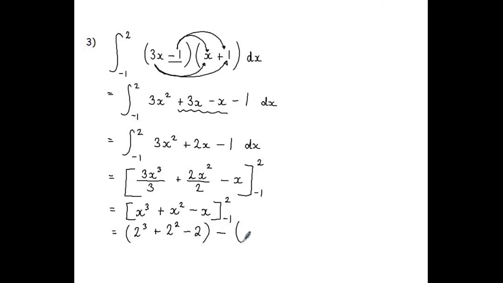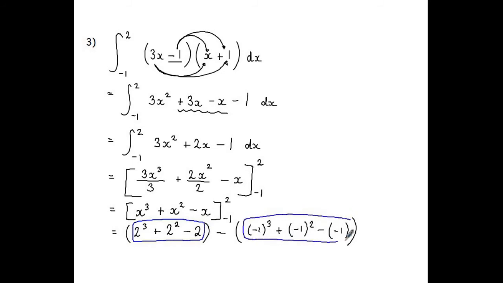Subtract, and then remember, with a negative value, you want to put a bracket around it every time you put that minus 1 in. So I'm going to put minus 1 in a bracket cubed, plus minus 1 in a bracket squared, take away minus 1, and then close that bracket on the outside. Now when you type it in to your calculator, each bracket at a time, so when I mean each bracket, I want you to type in this part first, and then we type in this part after.